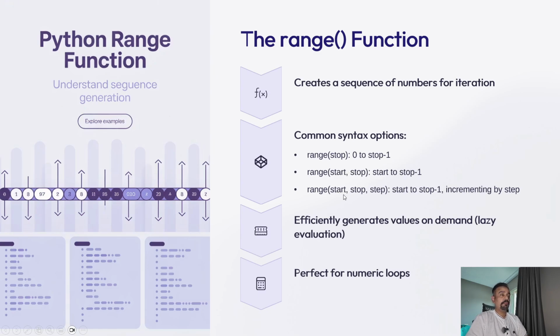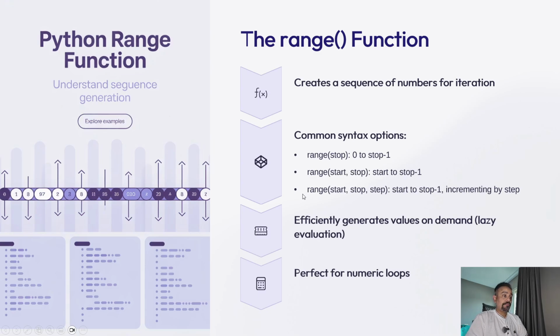Now when you use 3 arguments, you can mention the start point, the end point, and the step. For example, if I say 1 is the start point, 10 is the stop point, and the step is 2, it is going to start with 1. The first one would be 1, second one would be 3, third one would be 5. Because I have given a step of 2, it is skipping 1 number and directly moving to the next one. That is how you can use the range function with 3 arguments.